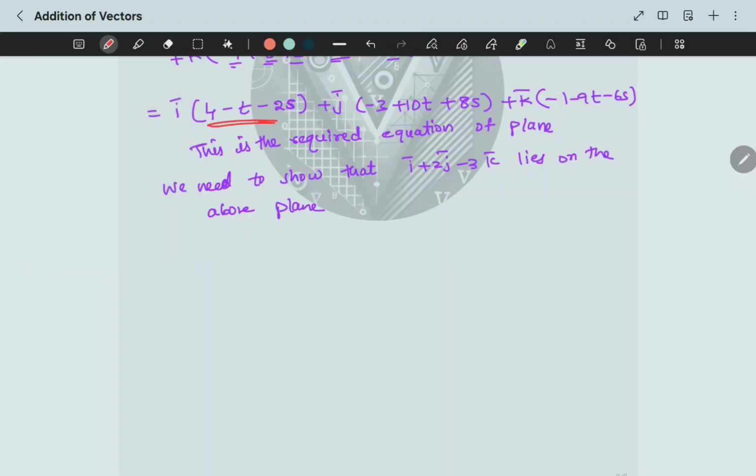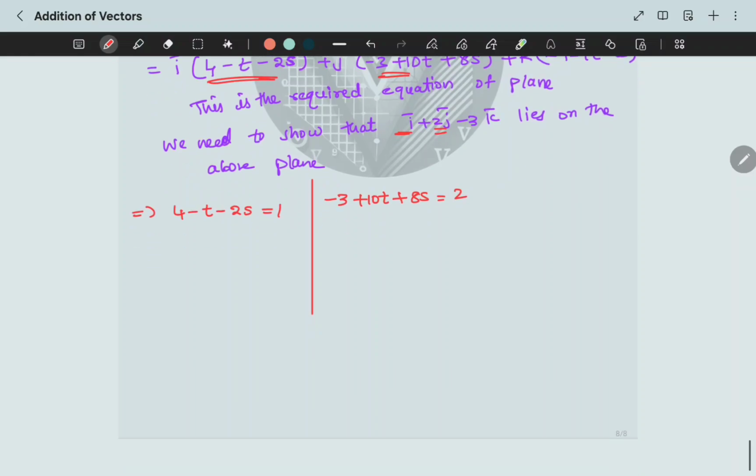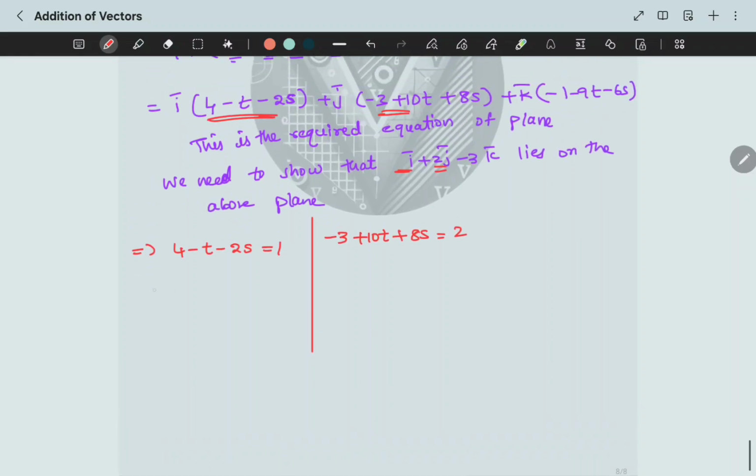The coefficient of i in the equation of plane is 4 minus t minus 2s. That should be equal to 1 if this point lies on the plane. Okay, that means 4 minus t minus 2s should be equal to 1. Not just that, coefficient of j, minus 3 plus 10t plus 8s, should be equal to 2, right? So dear students, let us just stop with this. Let us not compare the coefficient of k. That will be used for verification.